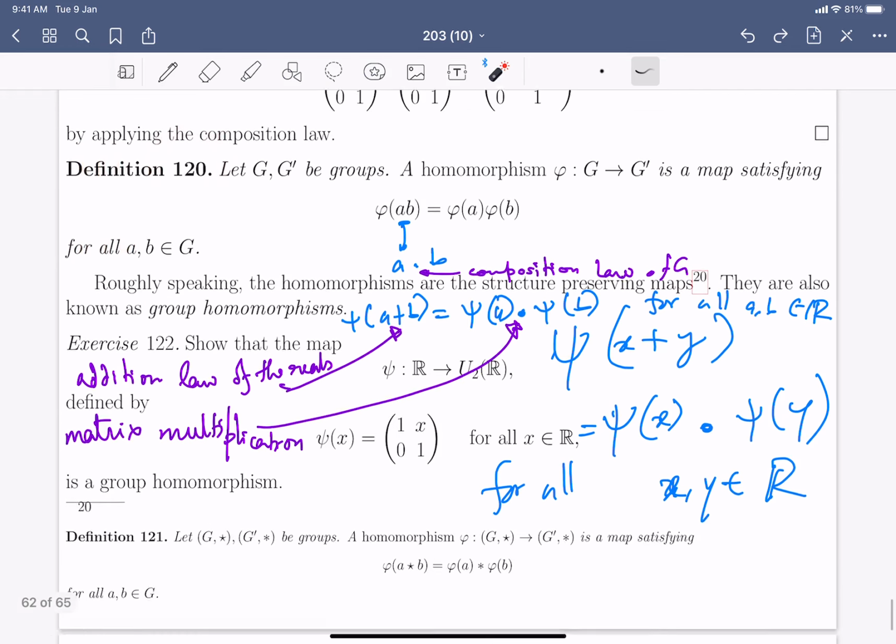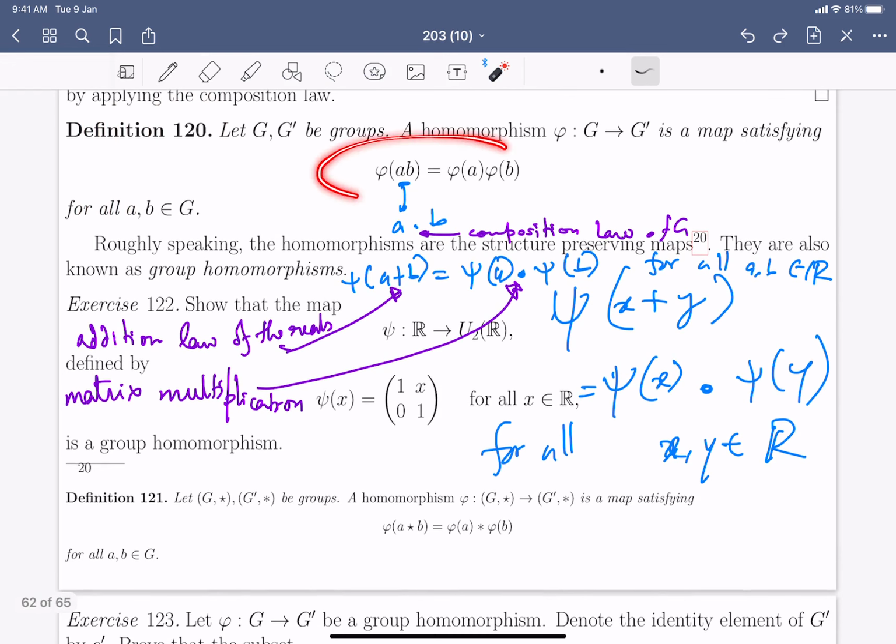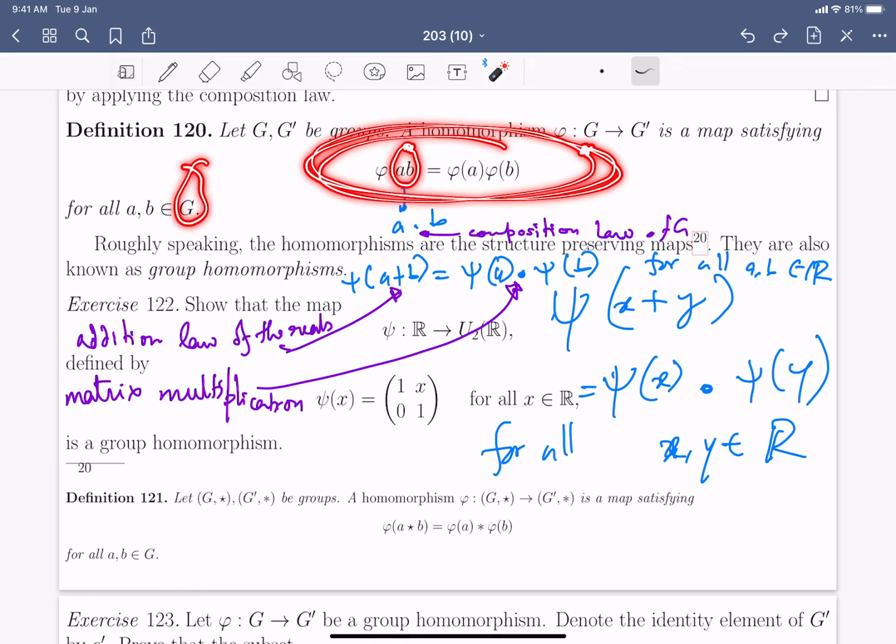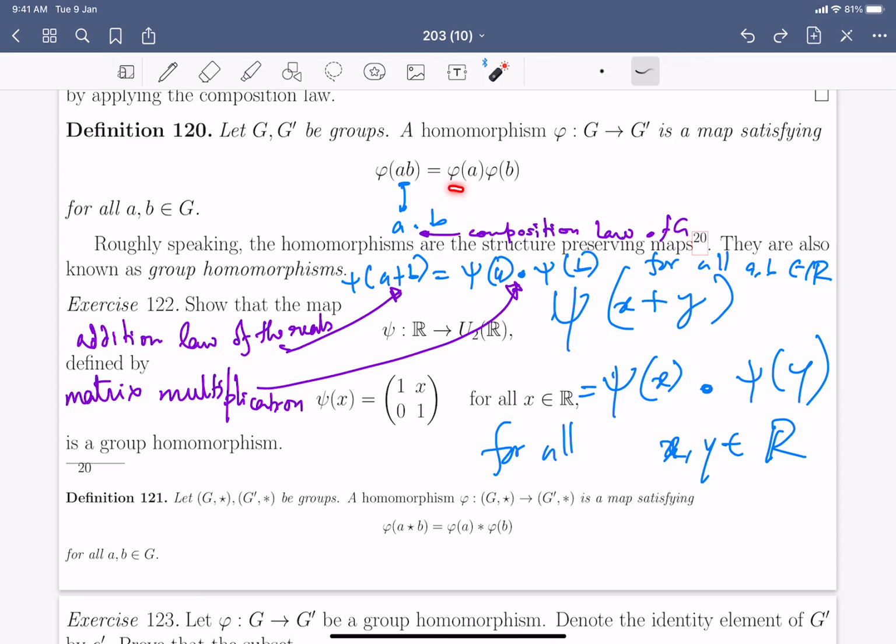In the form of definition 120, from this equality it has to be understood that when you write A and B, then you have composed A with B as per the composition law of the domain of A and B, which is G. And here when you write phi A times phi B, it is implicit that we have composed phi A with phi B as per the composition law of the group to which phi A and phi B belong.